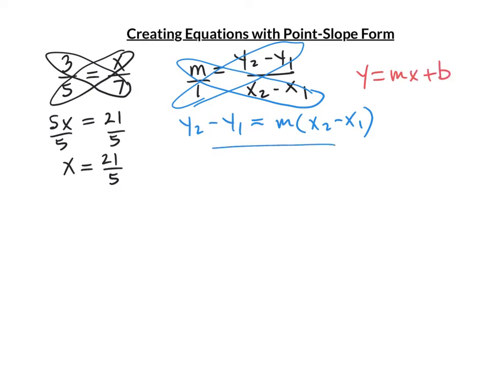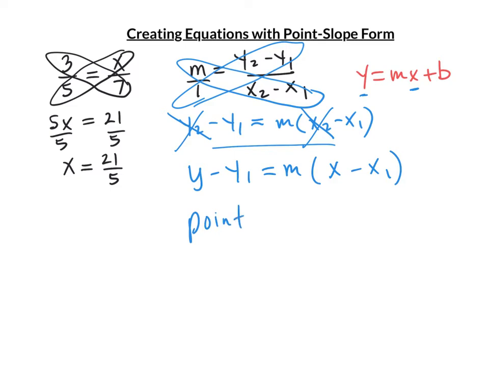Looking at this equation, y2 and y1 were y's of two different points. x2 and x1 were x's of those same points. What we need is a normal x and a normal y in order to make an equation. So what we could do then is replace one of these points with just a normal x and a normal y. So what we get is y minus y1 equals m times x minus x1. And this is what we call the point slope formula.